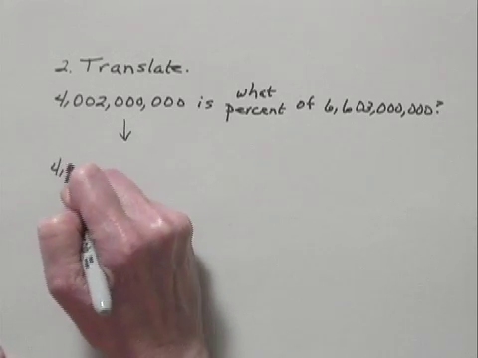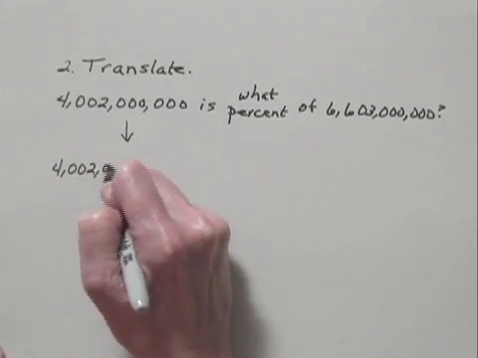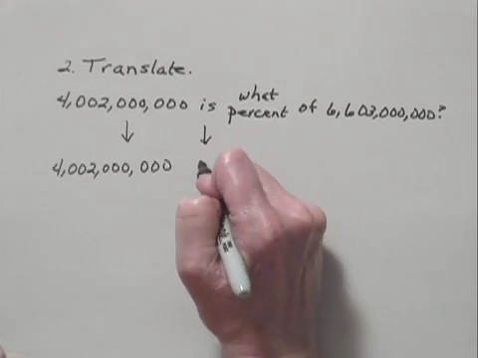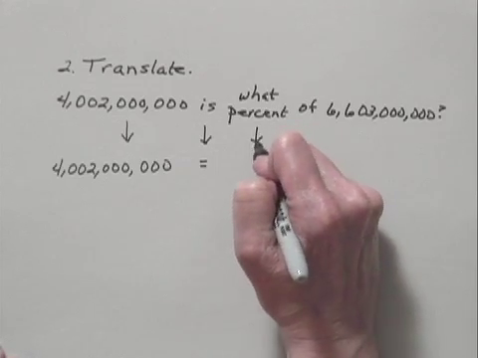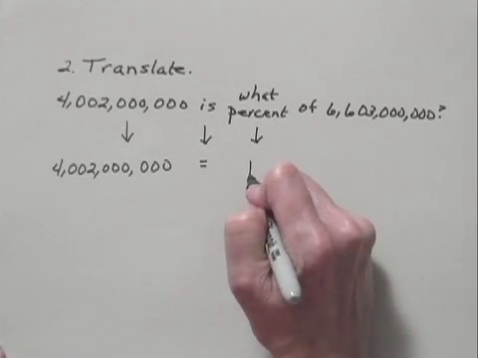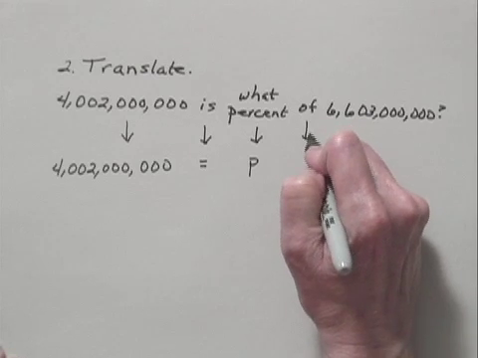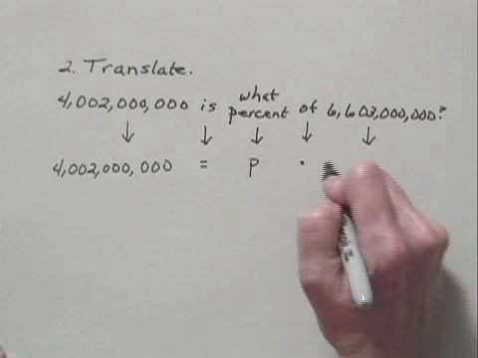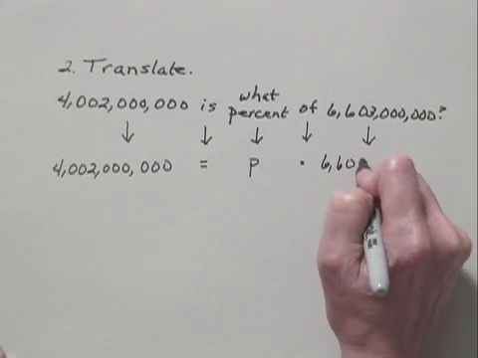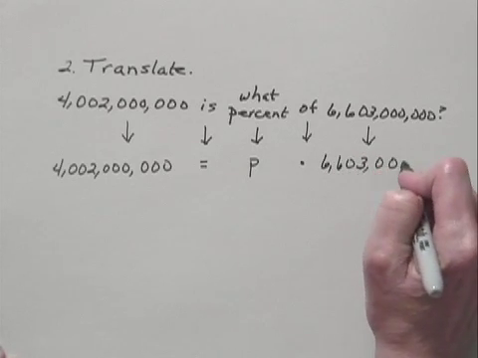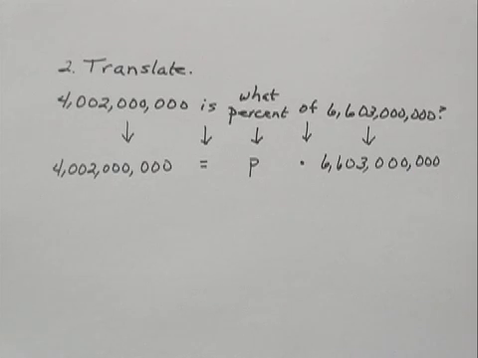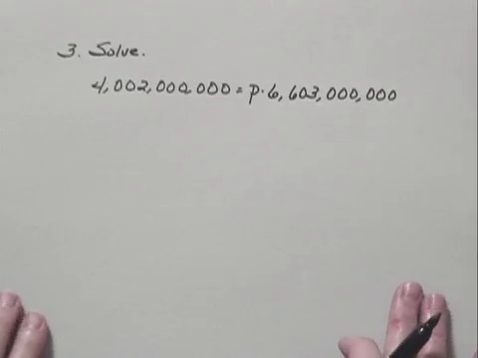We have 4,002,000,000 translates as equals. What percent, this is what we're trying to find, and remember we've let P represent that. Of gives us multiplication, and then we have the number 6,603,000,000. So we've translated to this equation, and now we need to solve it. It's the third step in our process.